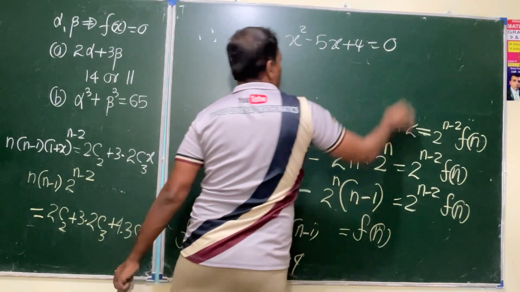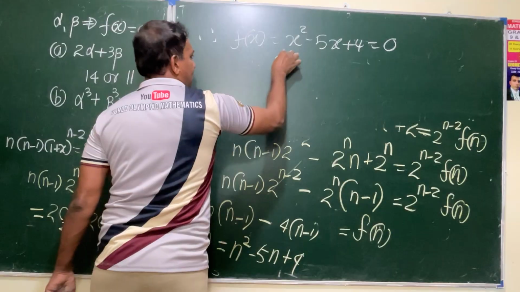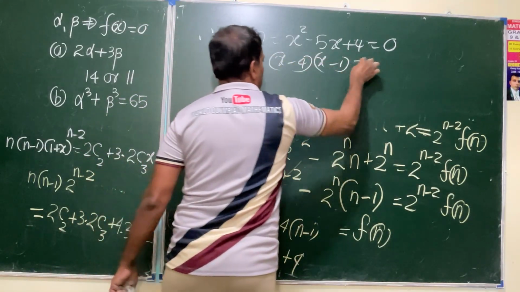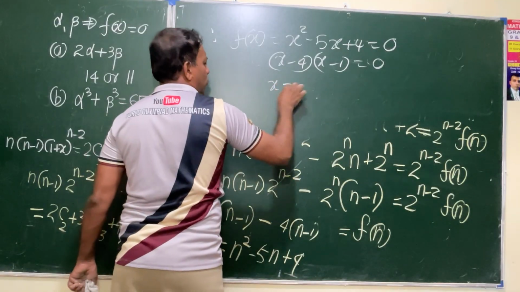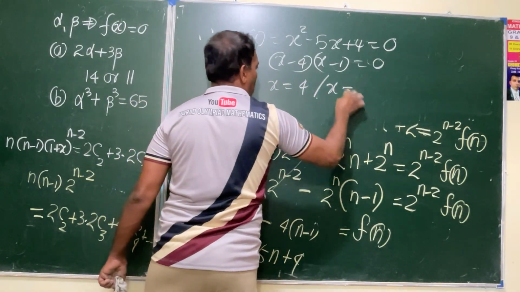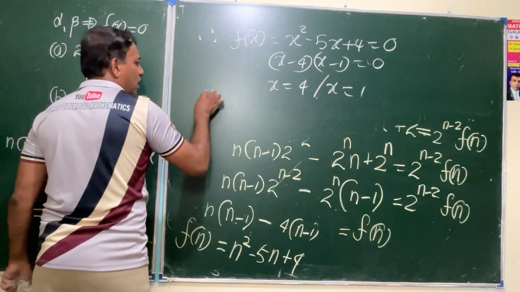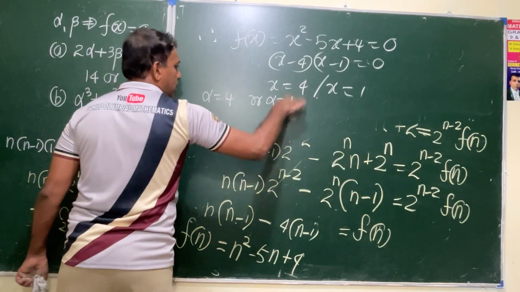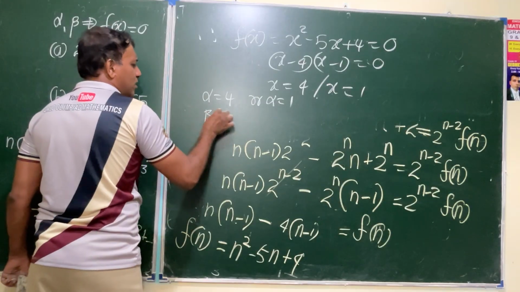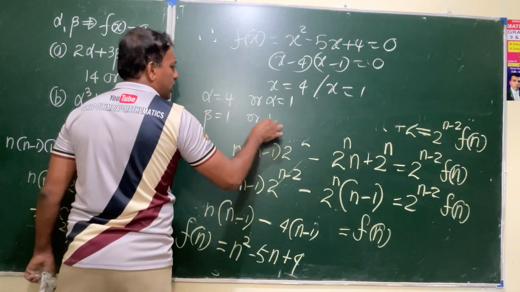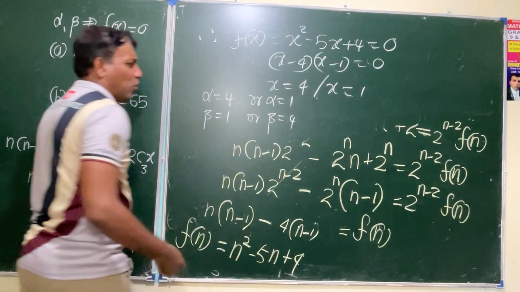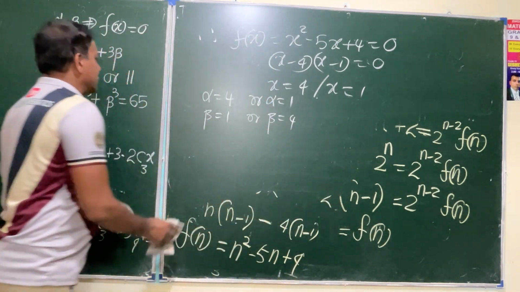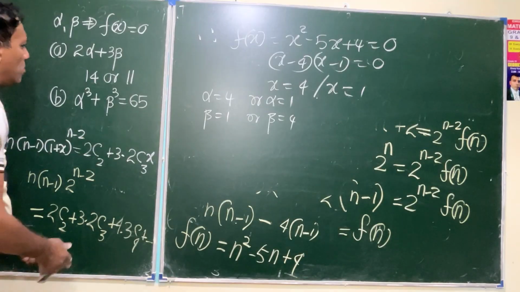If this is 0, you can find the answers, x minus 4, is it okay? Yes, nice work. Therefore, x equals 4, x equals 1. That means alpha equals 4 or alpha equals 1, or beta equals 1, or beta equals 4. Are there two answers, alpha, beta, right? Then check if the answer comes out clear, then the problem is solvable, right?